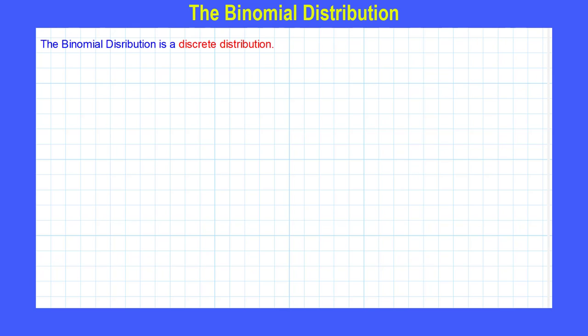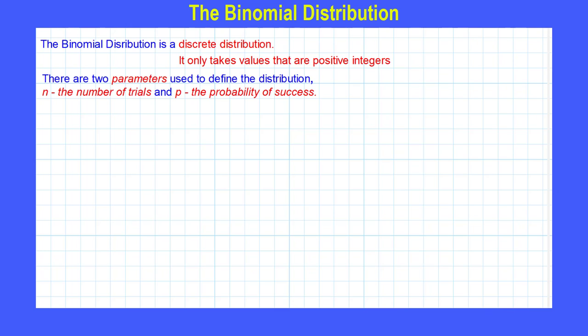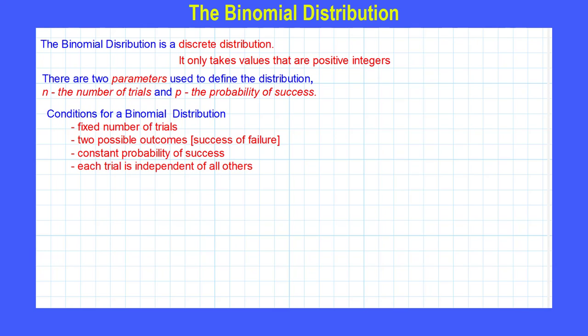In this video, we're going to be reviewing the binomial distribution. The binomial distribution is a discrete distribution. That means it takes only values that are non-negative integers: 0, 1, 2, 3, 4, etc. It has two parameters, n, the number of trials, and p, the probability of success.